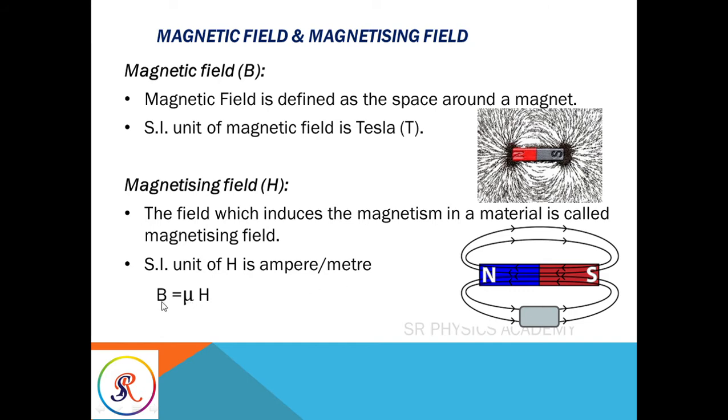Here the formula of magnetizing field is B equal to mu H. This is the relation between magnetic field B and magnetizing field H. So we can say B equal to mu H.